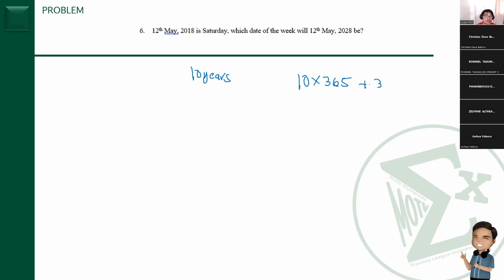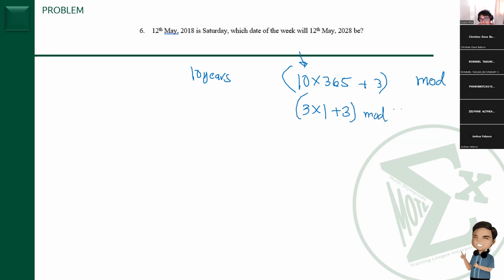Why am I adding 3? Because if you notice, we have leap years. Leap years have a plus 1 on the day. So we encounter 3 leap years actually: 2020, 2024, and 2028. So we're going to add those 3 because of the leap years. And we're going to do mod 7. So 10 mod 7 is 3. 365 mod 7 is 1, since 364 is divisible by 7. And then plus 3.